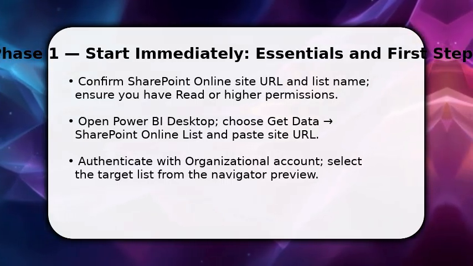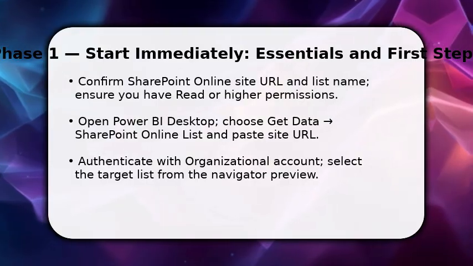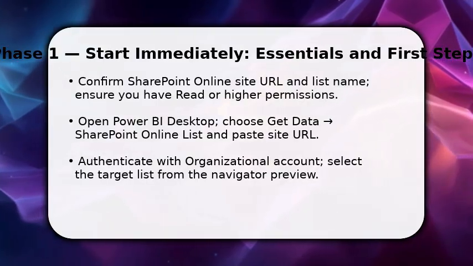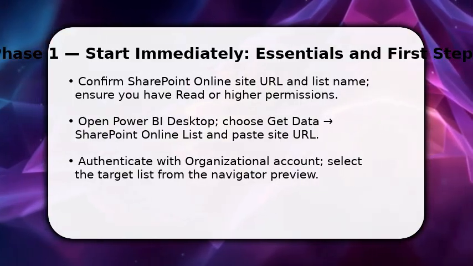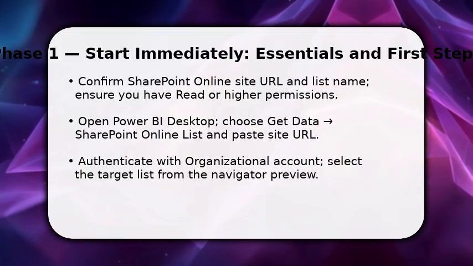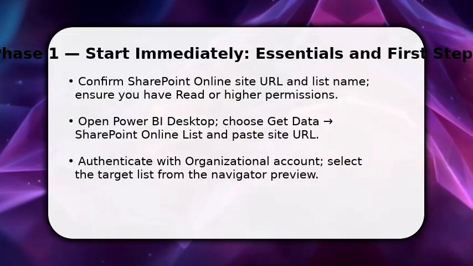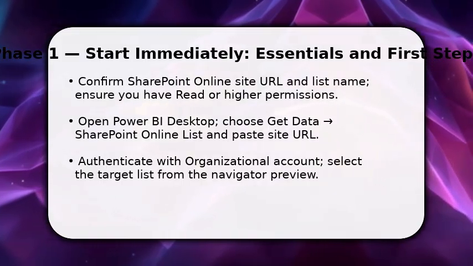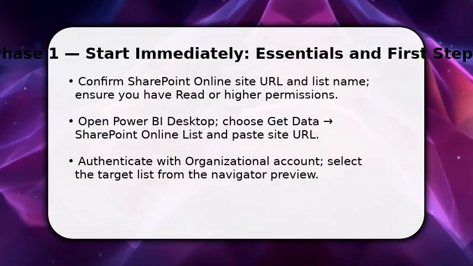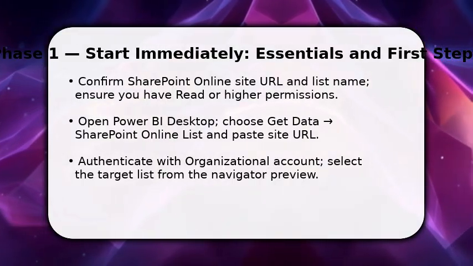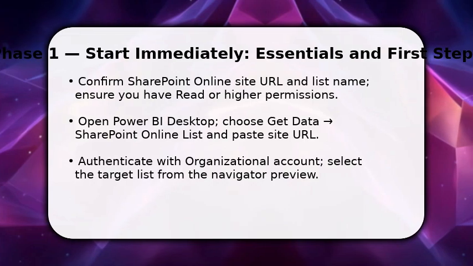Open Power BI Desktop and choose Get Data, then pick SharePoint Online List, paste the site URL, not the list URL, to let Power BI enumerate lists. Authenticate with your organizational account when prompted so Power BI can access the list. Once done, use the Navigator preview to locate and select the target list before loading or transforming the data.